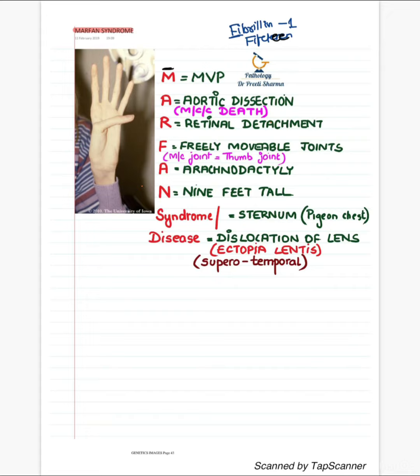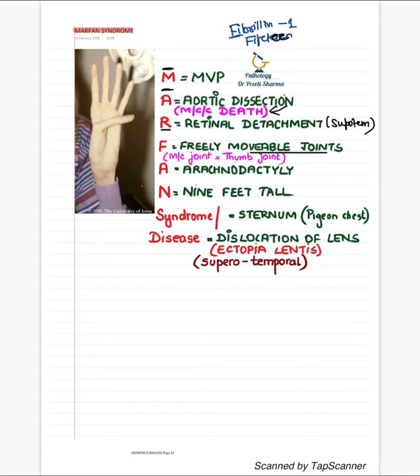Then coming on to M, that is your mitral valve prolapse. A means aortic dissection, that is your most common cause of death. Look at the fingers, guys, they are excessively long. Okay, and R is for retinal detachment. In Marfan, fan is superior, that is superotemporal dislocation. If someone asks you homocystinuria, urine goes down, that is inferonasal dislocation.